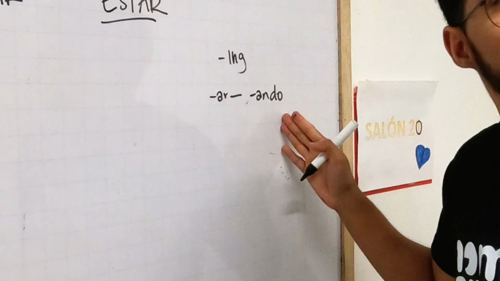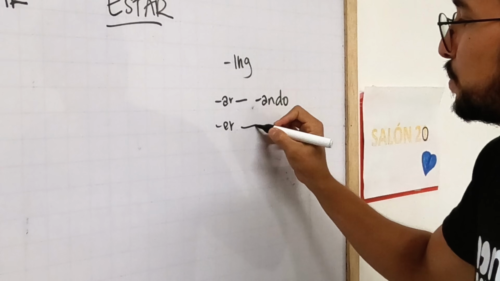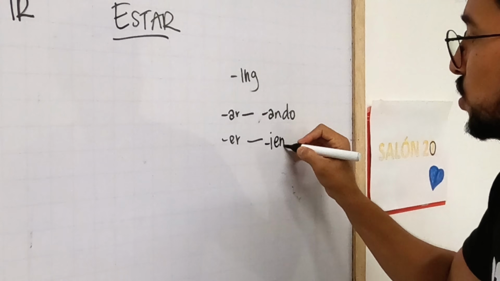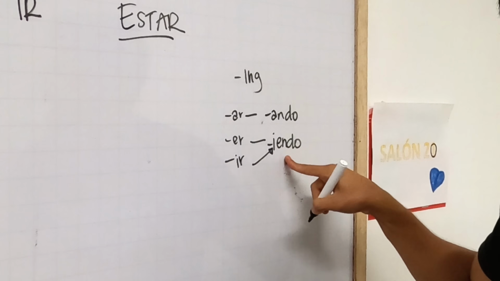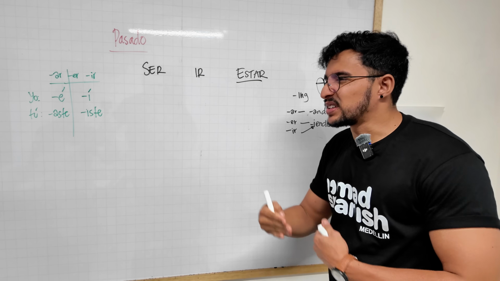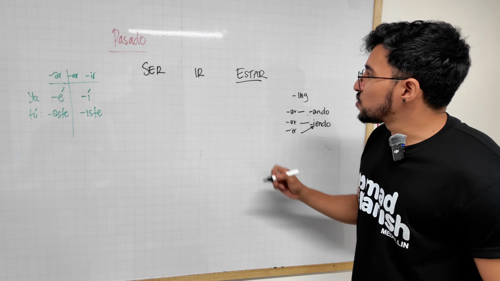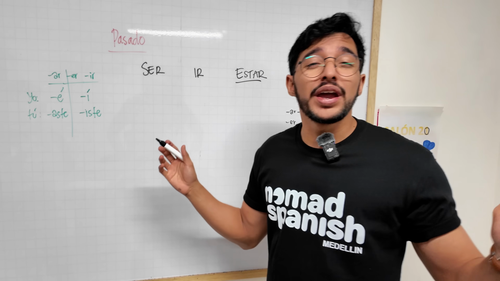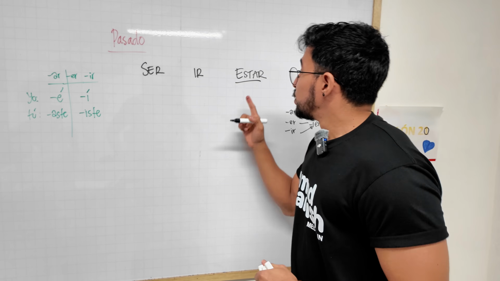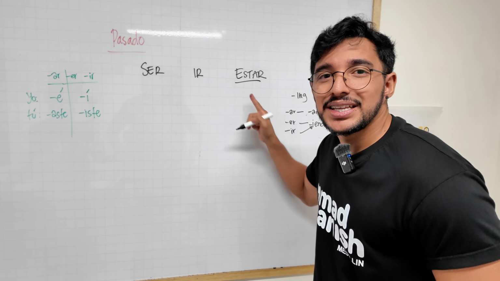Bailar becomes bailando. Comer becomes comiendo. And what about vivir? It's also I-E-N-D-O. Viviendo, escribiendo, right? So the only thing that you need to hack this past tense and all of the irregular verbs that we have in Español, you need to know only estar in past.